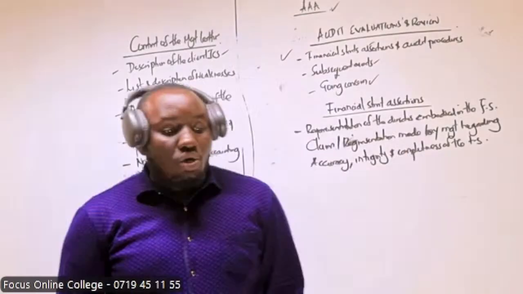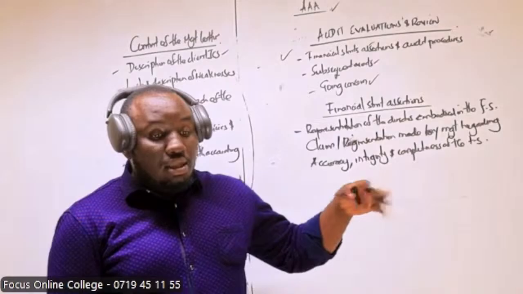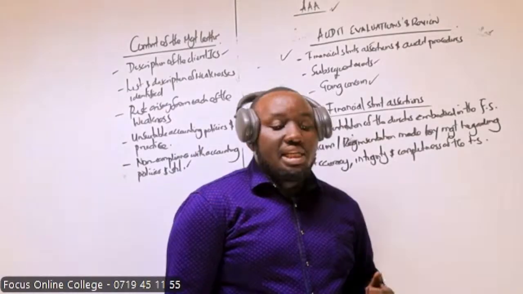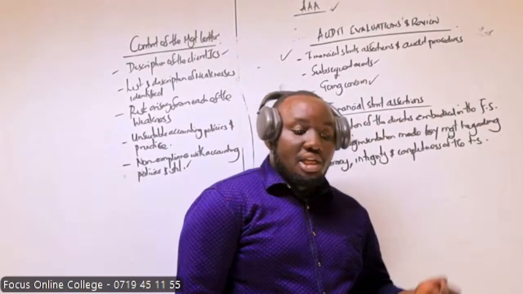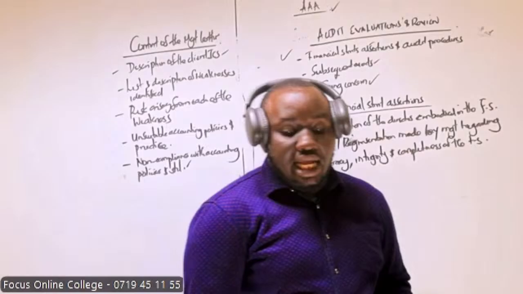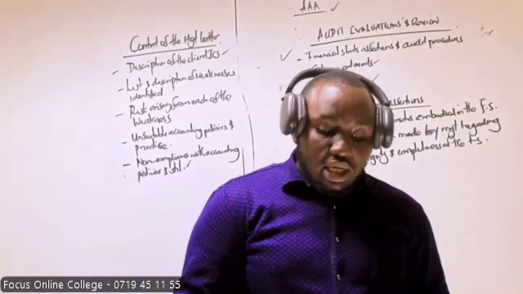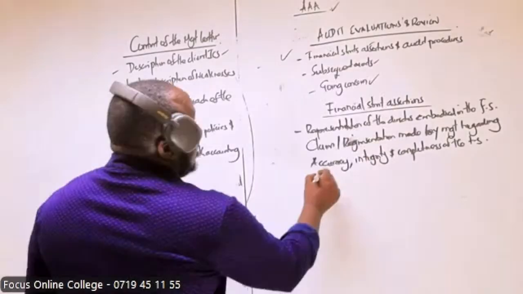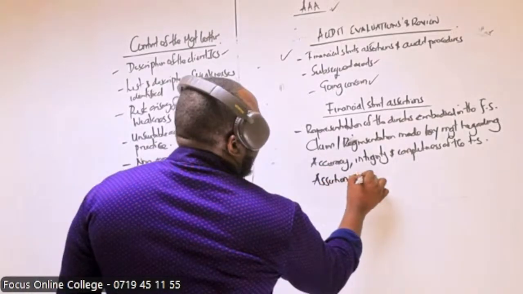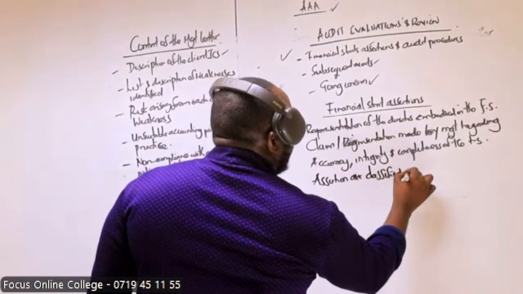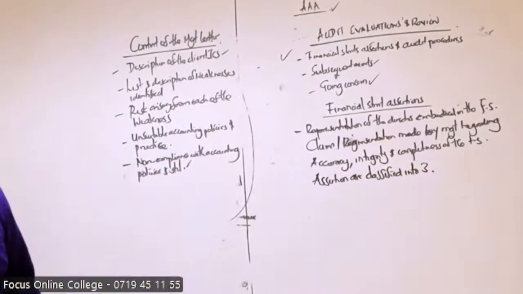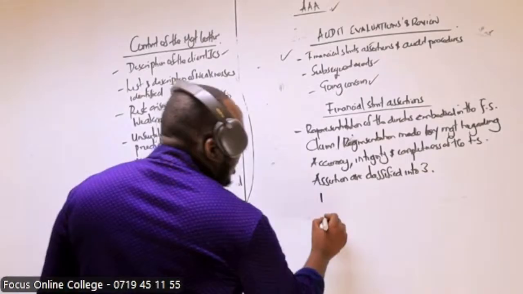So assertions are representations of directors embodied in the financial statement, or claims made by management regarding the accuracy, integrity, and completeness of the financial information that the financial statement contains. Are we together? When you look at assertions, we need to understand that they are classified into three. So how many classes? One, two, and three, what are they?